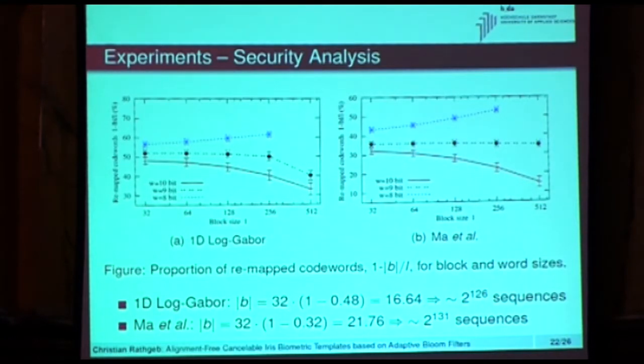Focusing on the best configuration, the best configuration would be the block size of 32 and the word size of 10, which would correspond to the leftmost right point. Note that we have different scales here. For Masek, we would have a remapping of 48% of columns, while for Ma, we would have a remapping of 32% of the columns. This would correspond to 2 to the power of 126 possible sequences, and for Ma et al., 2 to the power of 131 possible sequences, based on the evaluation we did before.